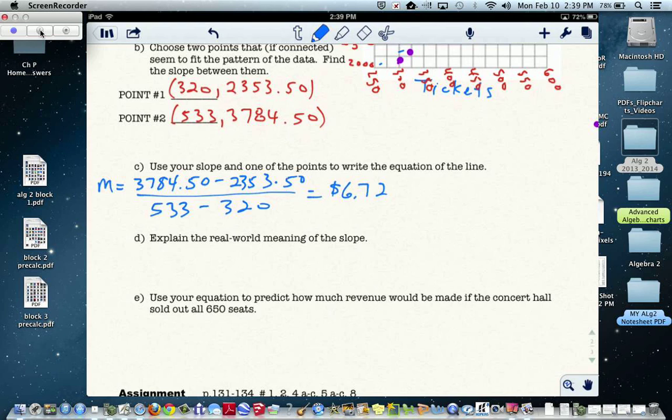And if you go to write the equation, you can write it in point slope form or slope intercept. So if we write in point slope form, you might do y equals 6.72 times x minus, now pick either one of the points that you used from before is fine, 320 plus 2353.50. So that's an okay equation of a line. You might want to go to slope intercept form, in which case you distribute the 6.72, and so on.